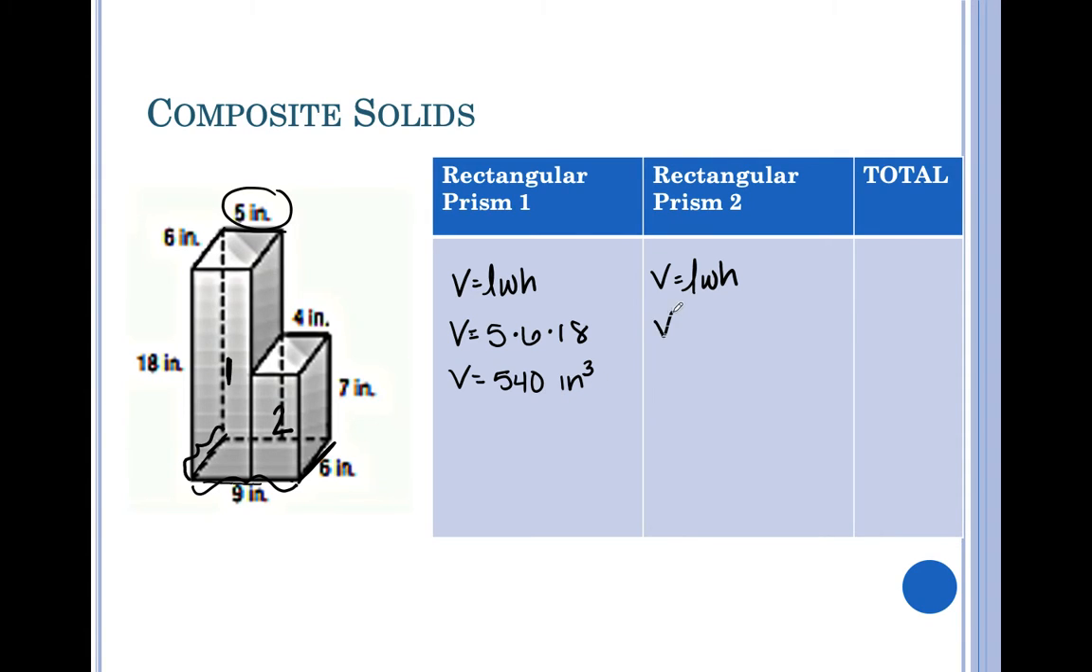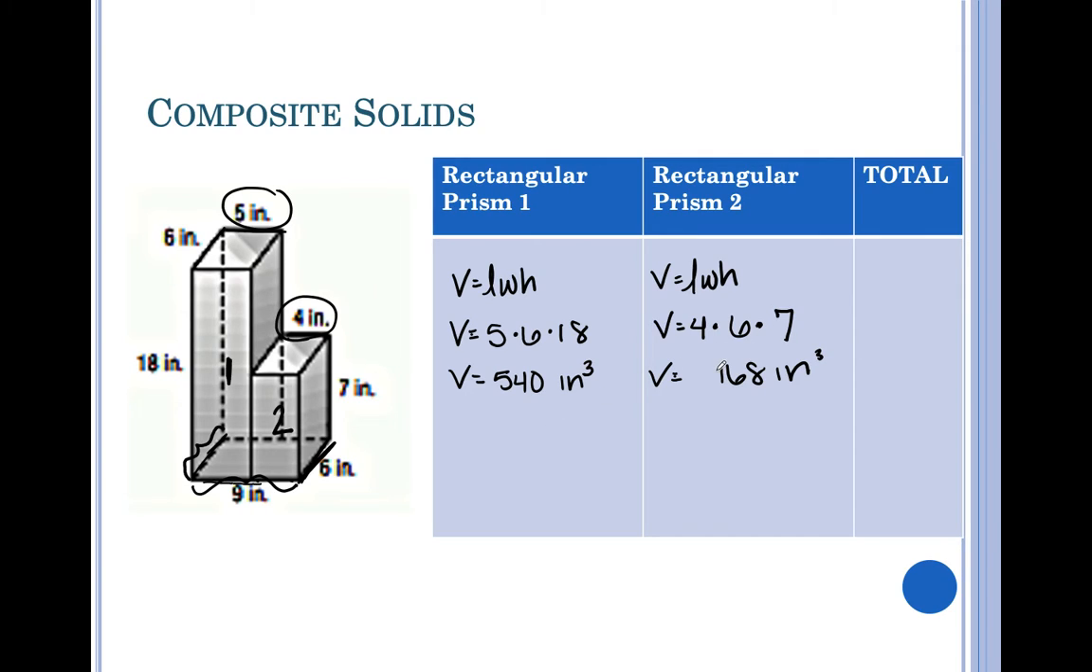Moving on to rectangular prism number 2, we are going to do the same thing, length times width times height. The length of rectangular prism number 2 is 4 inches. The width is again 6 inches, as it's the same width as the first rectangle, and the height here is 7 inches. When you multiply 4 times 6 times 7, you get 168 inches cubed.